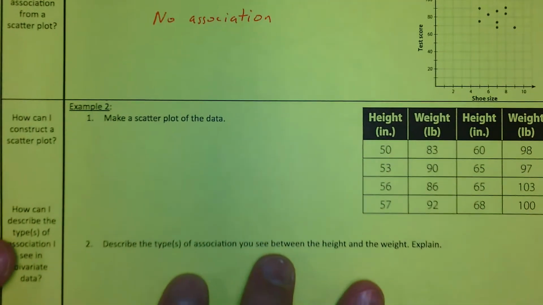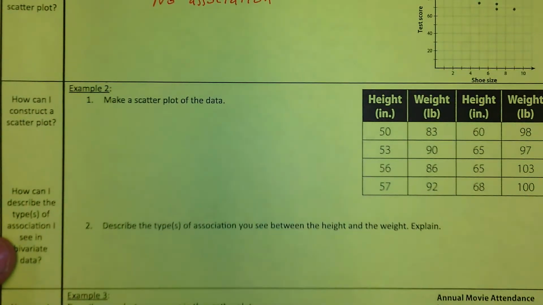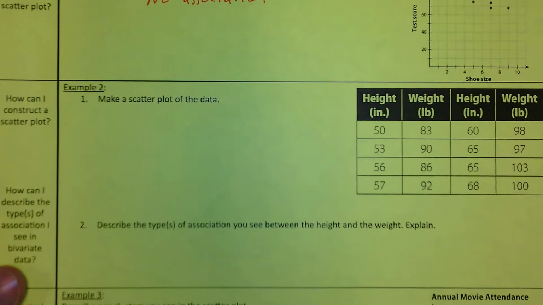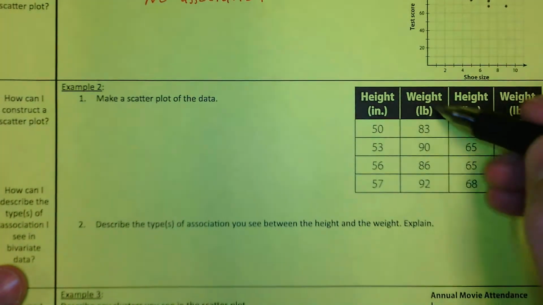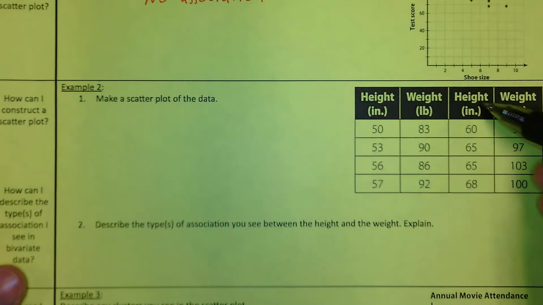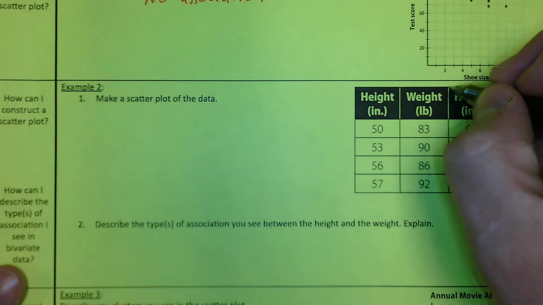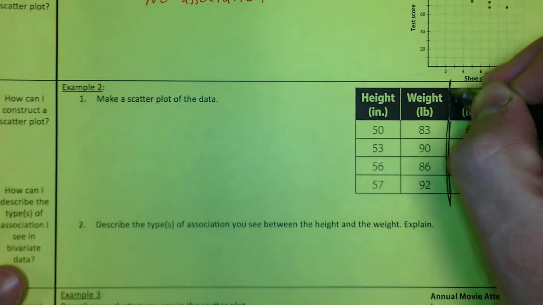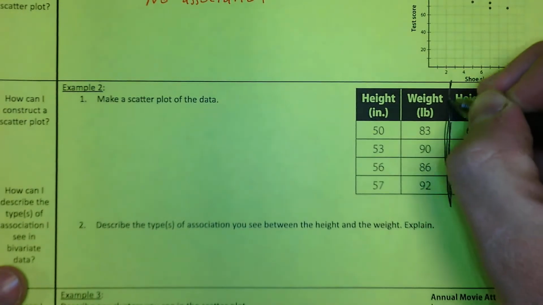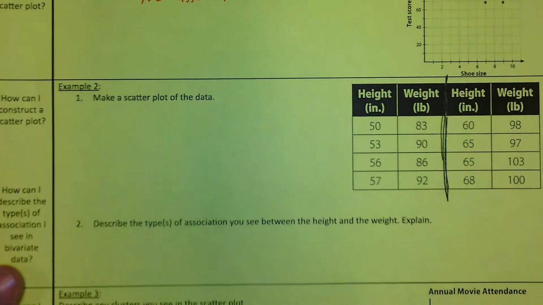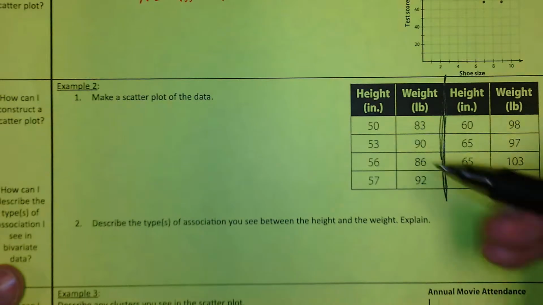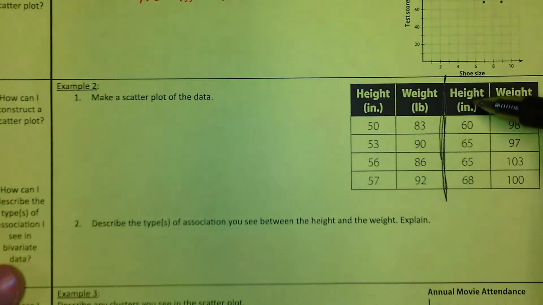Now, for example 2, this is where we're actually going to create a scatter plot of the data. So we look at the data that we have. We see height, we see weight, then we see height, and we see weight again. It's not two different tables, it's actually all one table, but they split it in half to more easily fit it in a small area. So we should be able to go from height, and then weight.